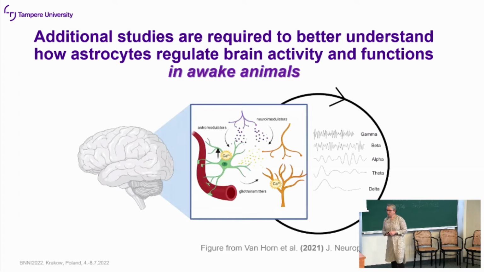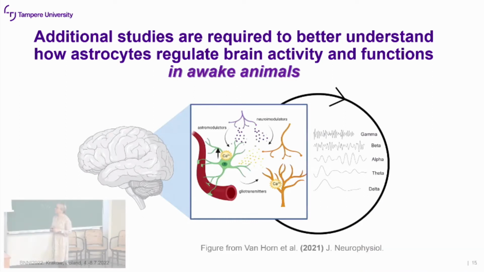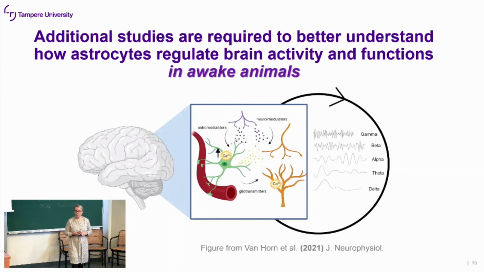So I conclude this very high-level presentation about astrocyte biology and physiology by stating that we really need additional studies to better understand how astrocytes regulate brain activity and functions in awake animals. It's important to realize that many of those studies are done either under sleep or slight anesthesia. And many data also come from in vitro or slices. So we really need studies in awake animals.